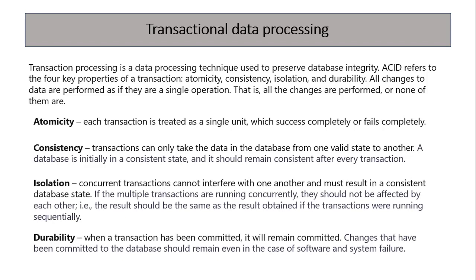So atomicity, what is atomicity? It says that each transaction is treated as a single unit which succeeds completely or fails completely. For example, take an amount from one account and pass it to another account, right? These two sub-transactions need to be taken as one complete unit. If from one account it has been taken but not added in the other account, then it would be a complete failure, right? And it's a financial failure.